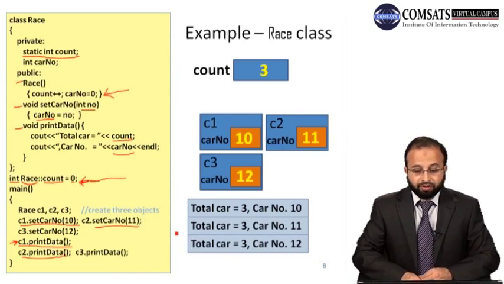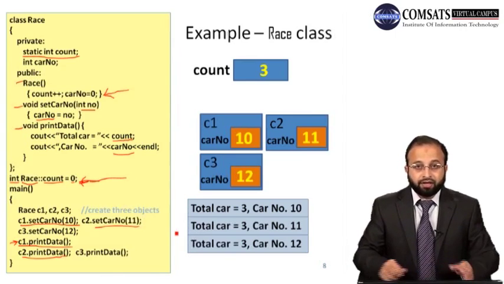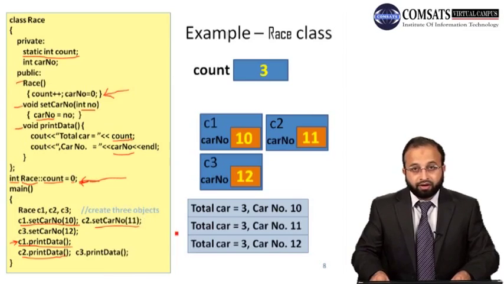So a static data member is a kind of a global data member for all the objects of that particular class. Each object of that class can access that data member. It means that it can modify it, or it can read it, or it can write a new value to that variable.